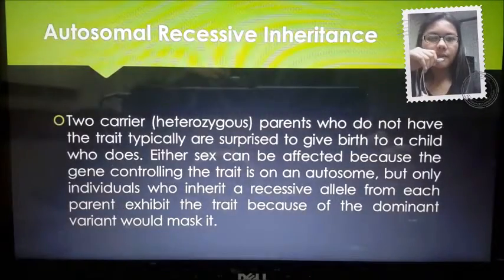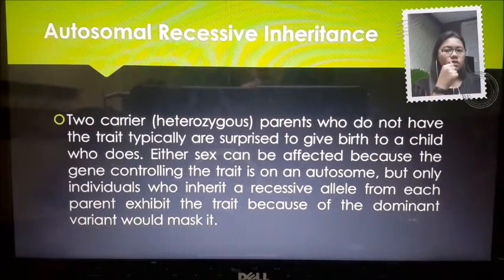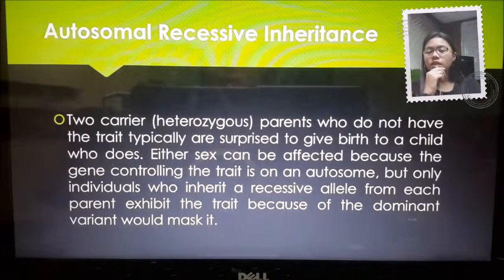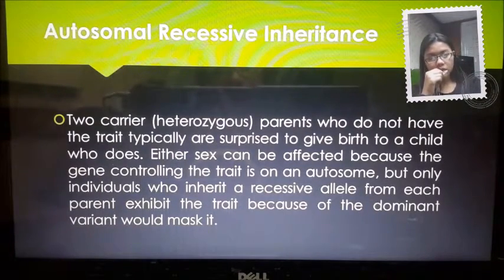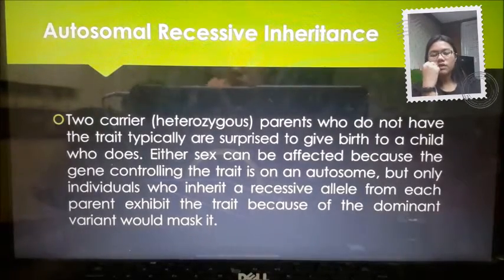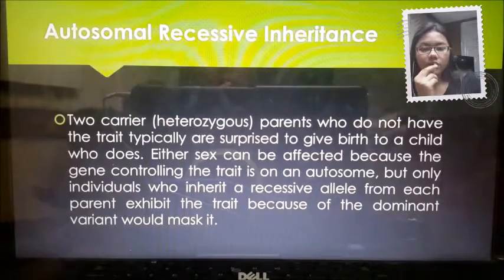So next. Okay, so the next one is the autosomal recessive inheritance. Two carrier, heterozygous parents who do not have the trait typically are surprised to give birth to a child who does. Either sex can be affected because the gene controlling the trait, as I have said before, is on an autosome, but only individuals who inherit a recessive allele from each parent exhibit the trait because the dominant variant would mask it.